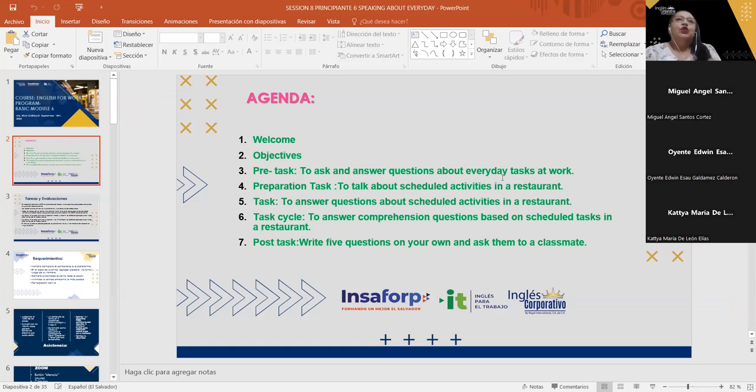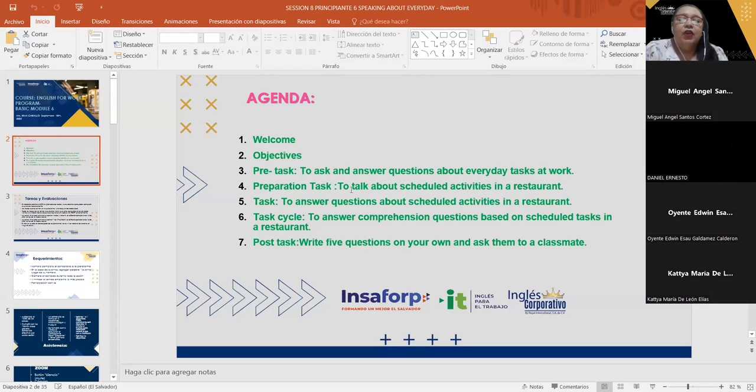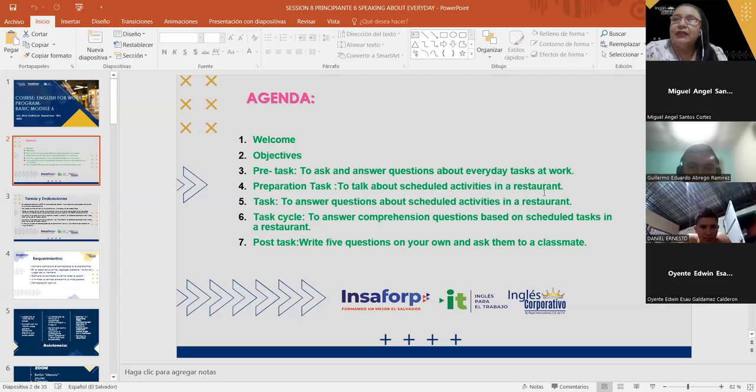Task is a synonym for duties, activities, or obligations at work, okay? You're going to talk about the scheduled activities in a restaurant also. And you will answer questions about the scheduled activities in a restaurant and answer comprehension questions based on a scheduled task in a restaurant. In other words, you're going to analyze a timetable or a schedule in a restaurant, and you are going to answer comprehension questions to make sure that you understood the information in that schedule.